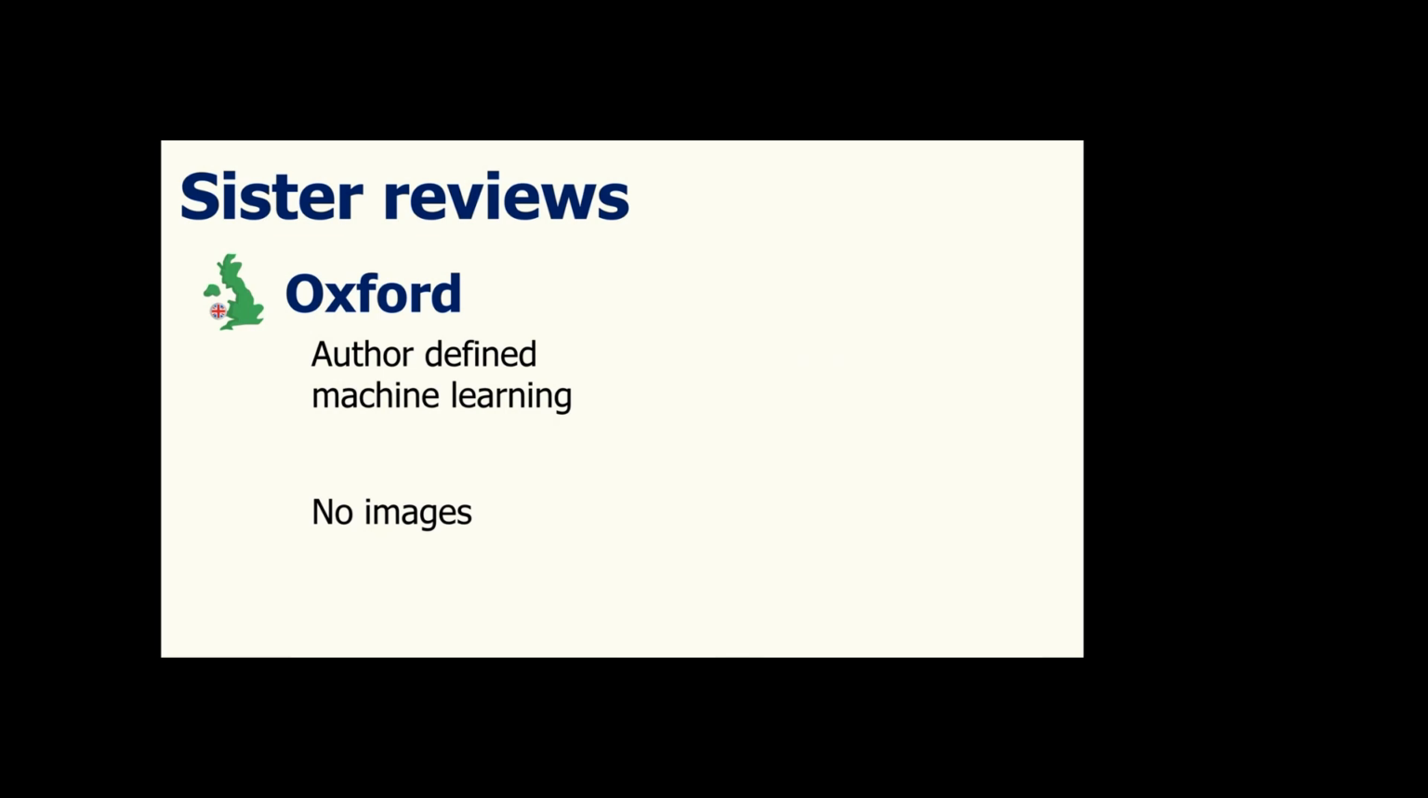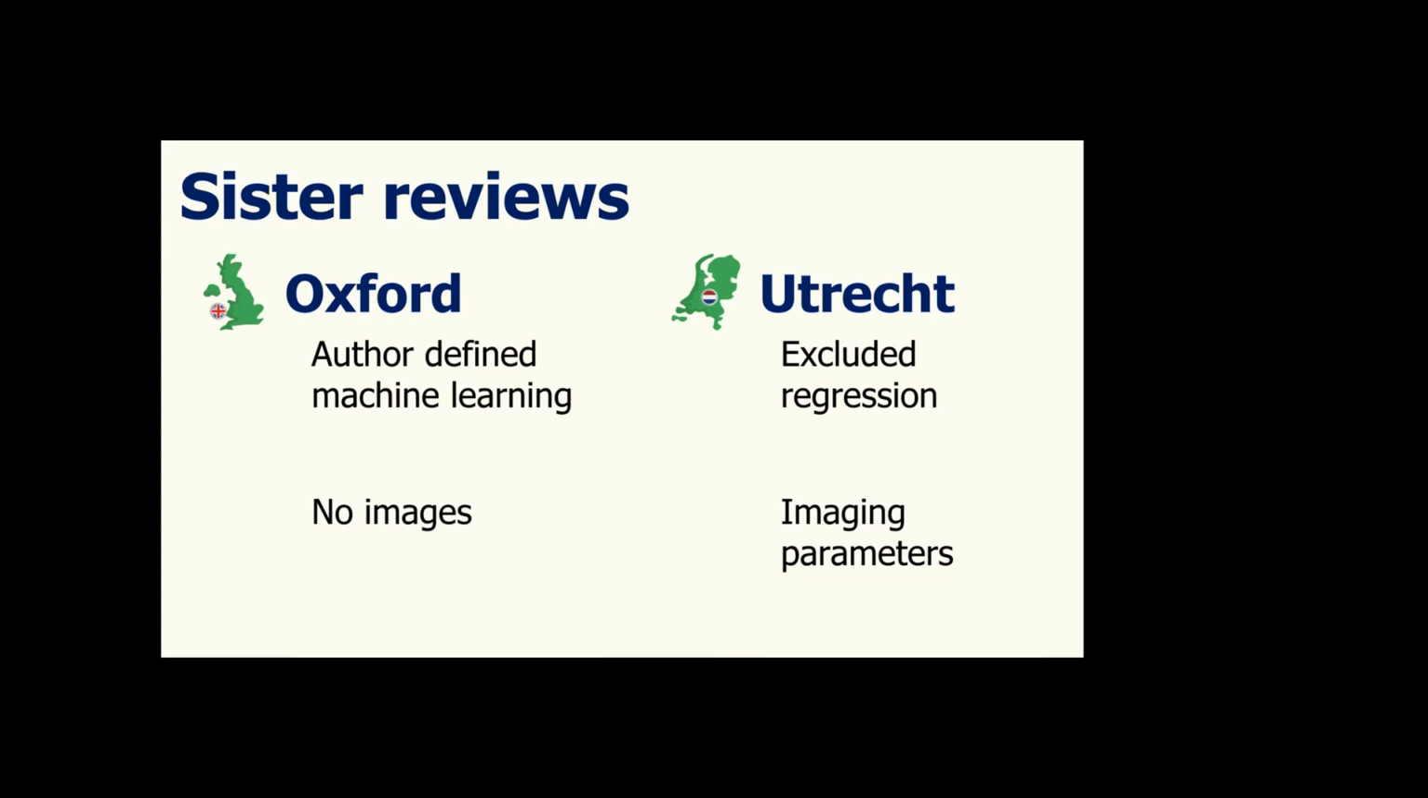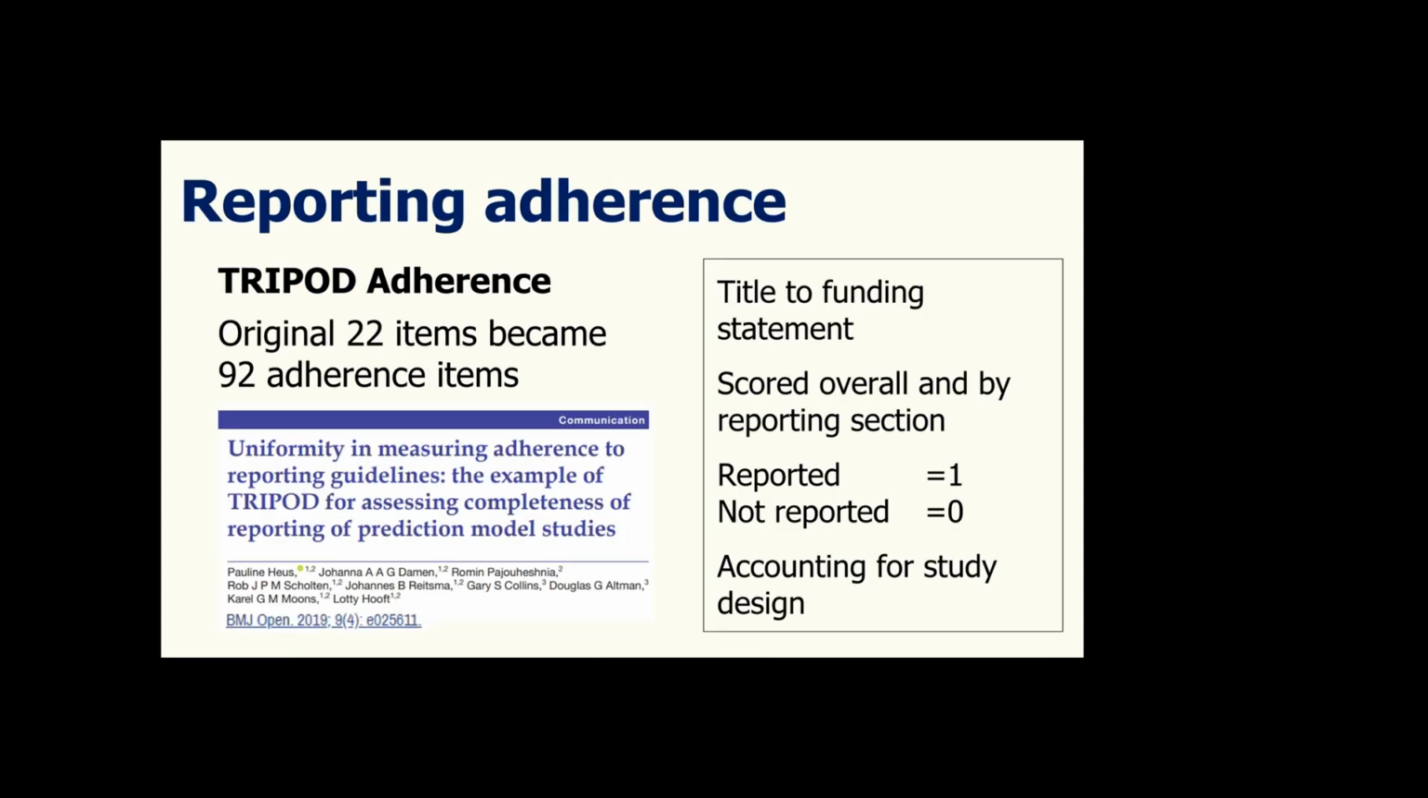And as I say, we weren't interested in high dimensional settings, so we excluded imaging studies. Whereas the Utrecht review did exclude the regression-based models. They really wanted to focus on what you could think of as the more typical machine learning prediction models, and they included studies that had imaging parameters as their predictors as well. So, as I say, there were some differences between the sister reviews. In essence, Utrecht was a little bit broader, mine was a little bit more specific, but with some interesting results.